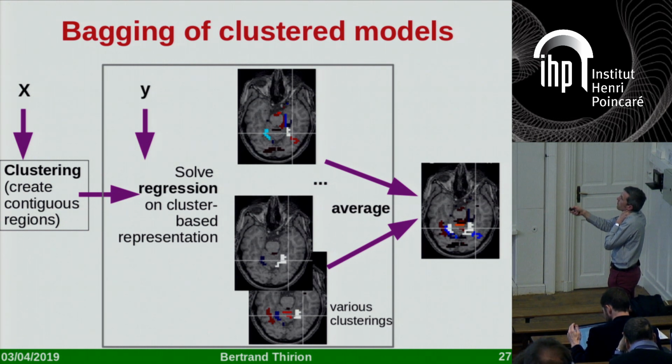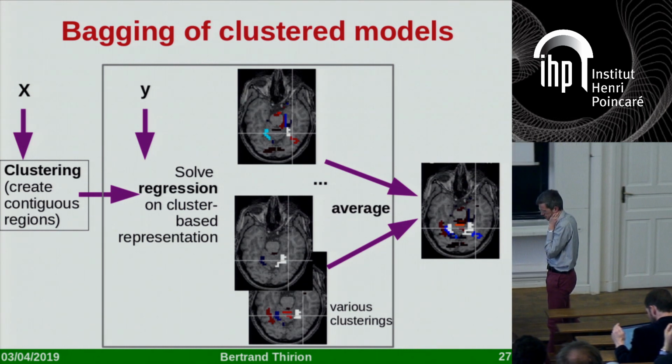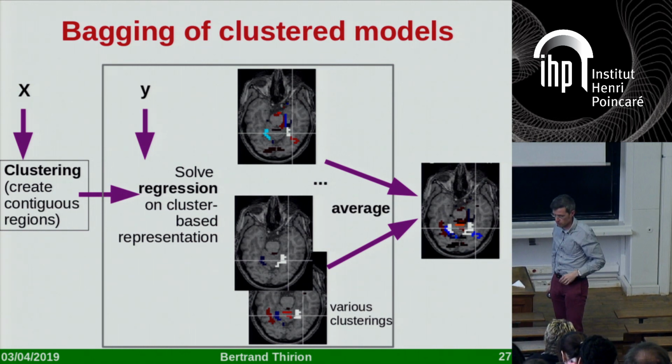We can use clustering to create contiguous regions. And then we can solve the regression problem to predict Y in the cluster-based representation. For instance, here I use a lasso regression to estimate the weights that predict whether the person is viewing a face or a place image.